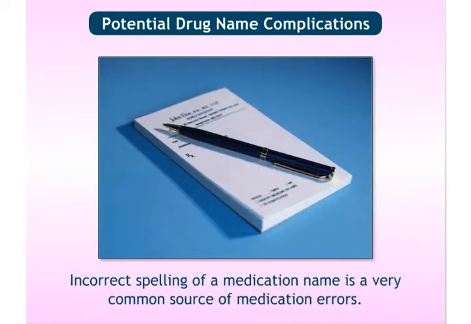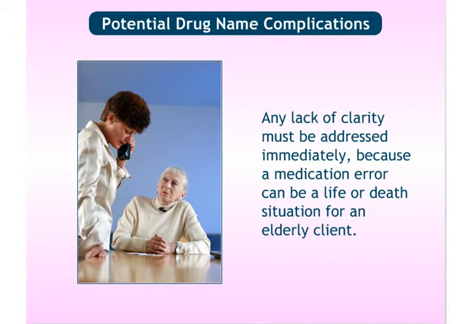Incorrect spelling of a medication name is a very common source of medication errors. This is usually caught by a pharmacist before a prescription is filled and passed on to a client. Any lack of clarity must be addressed immediately because a medication error can be a life or death situation for an elderly client. As with some of the examples listed above, medications may sound alike but be completely different, or they may represent the same drug with different manufacturers who have used similar names.